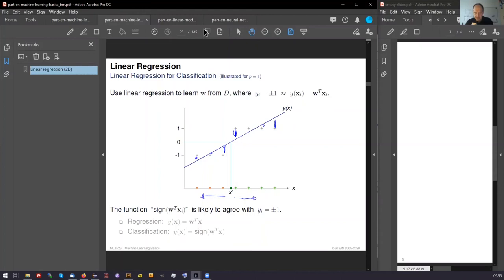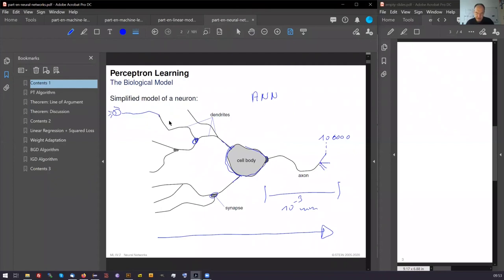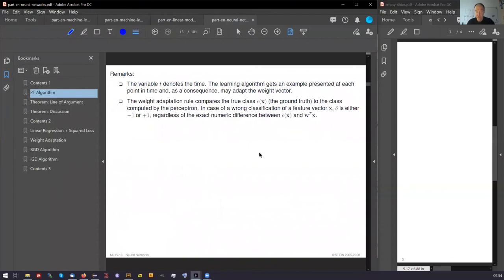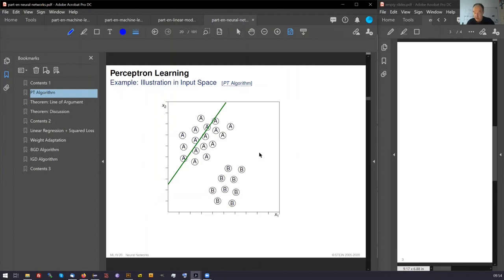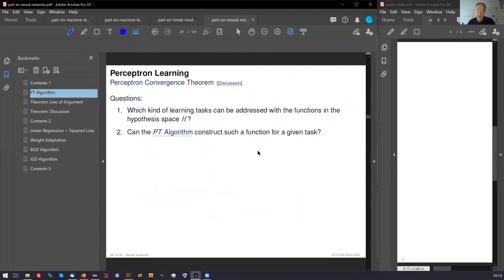If you consider the situation here, here's your eye, there comes a signal, the signal does something. How can this result in such a complex, great algorithm or behavior that you can distinguish cats from dogs and so on? See this primitive mechanism as an attempt to understand how the brain works. And these questions, of course, were asked. Which kind of learning class can be addressed with the functions in the hypothesis space? And can this algorithm, which I have shown you here, construct such a function for a given task?